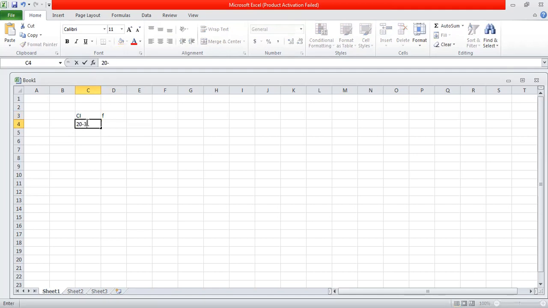First, we'll enter the data: 20 to 30, 30 to 40, 40 to 50, 50 to 60, 60 to 70, 70 to 80, 80 to 90, and 90 to 100. So this is my data, that is class frequencies.